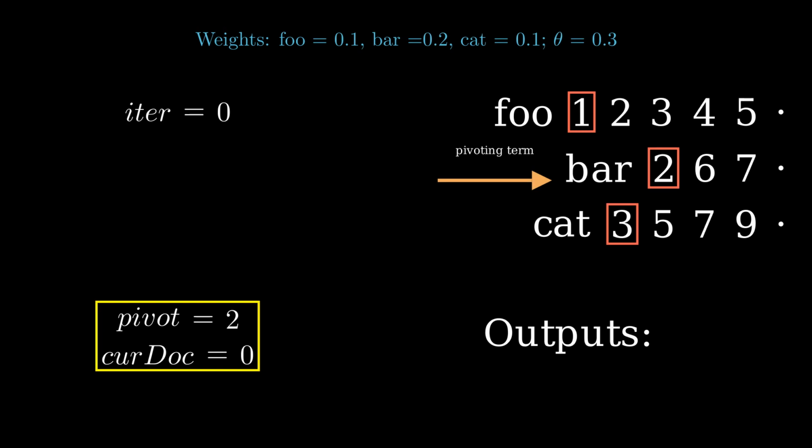If the pivot is greater than the current document ID, and the first term's pointer points to a document with ID smaller than the pivot, then we pick any term previous to the pivoting term and increase its pointer, so that it points to an ID no smaller than the pivot.